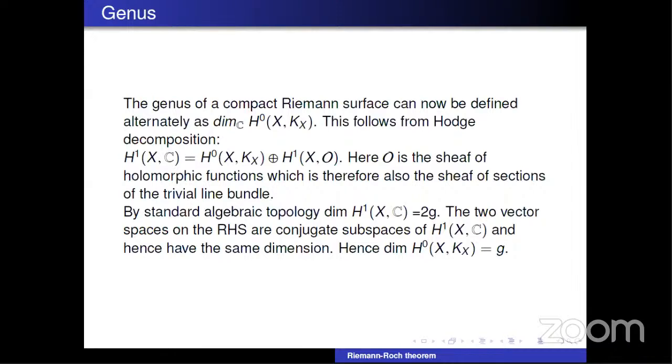So this is easy to prove. Now the two vector spaces on the right hand side are conjugate subspaces of H^1(X, C), and hence they have the same dimension. So therefore each of them, the dimension of H^0(X, K_X), is equal to g. So both are g-dimensional spaces, and therefore we have established the equivalence of the two definitions. The topological genus is equal to the genus defined this way.